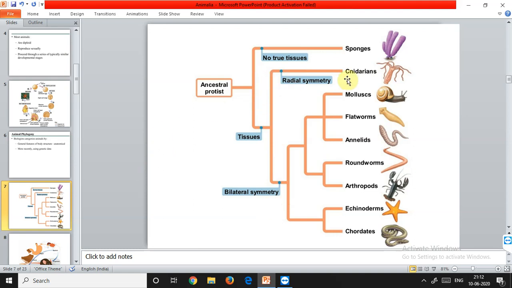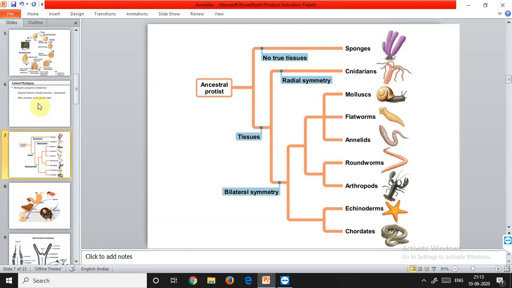Then radial symmetry gave rise to cnidarians, and the bilateral symmetry again divided and gave rise to the mollusks, flatworms, and the annelids, as well as roundworms and arthropods. They were again further divided on the basis of segmentation, how the segments were done in these. And then comes the most advanced ones, the echinoderms and the chordates. So this is how a phylogenetic tree is made, considering just one feature.